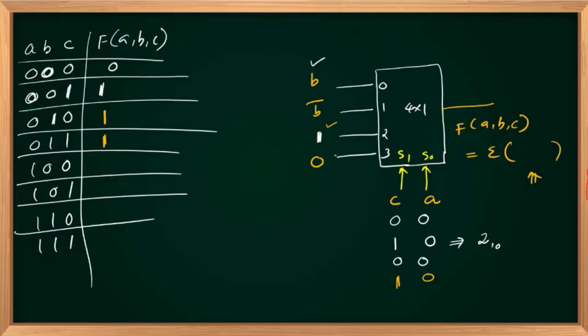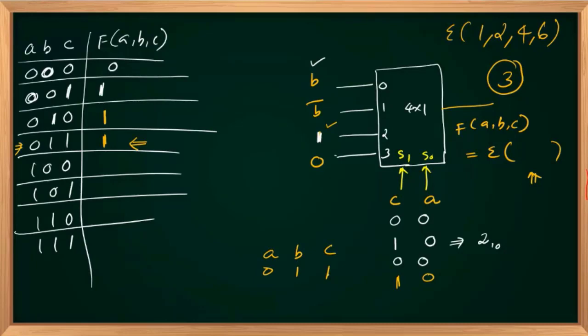So your answer was sigma 1, 2, 4, 6. But unfortunately, there exists a minterm 3, and that implies your answer is wrong. Let us cross-check it again. Combination 0, 1, 1: A equals 0, B equals 1, C equals 1. So C equals 1, A equals 0. 1, 0, where this is my MSB and this is LSB, implies I2 will be selected. I2 is connected to logic 1, so the output will be 1. So your answer 1, 2, 4, 6 is wrong.